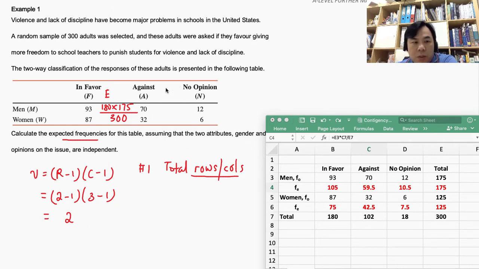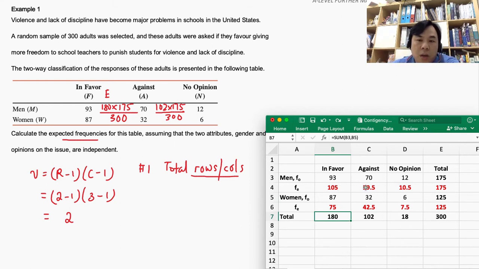So that will be 102 by 175 divided by 300. And then there you have it. You get the second expected frequency. And proceed on. And then if you total up all this, you should end up with 175. And then the same thing, if you total up this vertically, you should end up with 180.